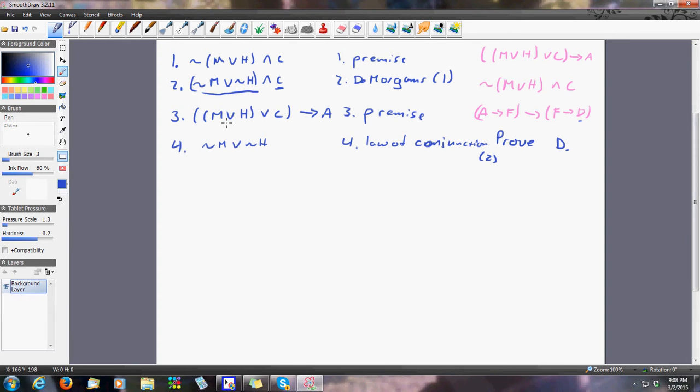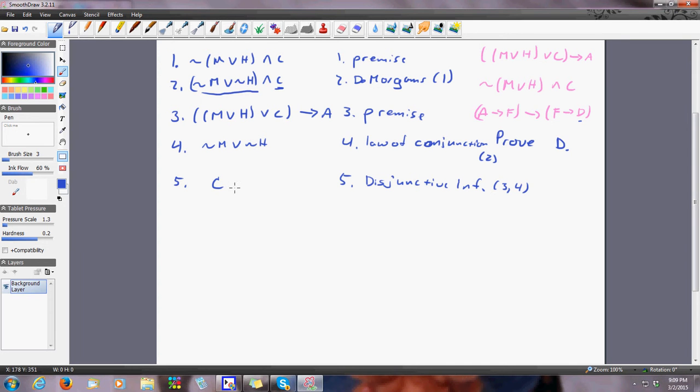So now I'm going to take a look, and because not M or not H is true, rather, that M or H must be false, which means that C is true, and that is disjunctive inference, and that's going to be off of 3 and 4. And so what I end up with is, because of that, I get C implies A. Sorry, this should have been C implies A.